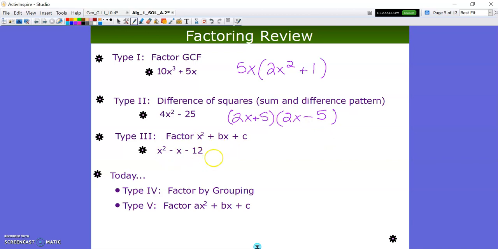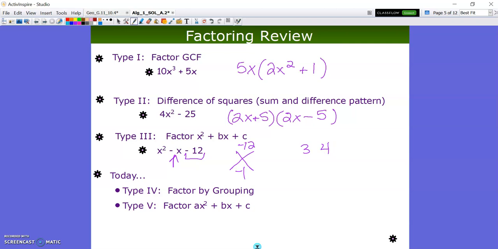So we have that example here, and we learned that we put a little x box. We take the last term and put it in the top. We take the coefficient of the middle term and put it in the bottom. And then we ask ourselves a math puzzle. We say, what two numbers multiply to negative 12, but could add up to 1? So I think it's going to be a combination of 3 and 4.